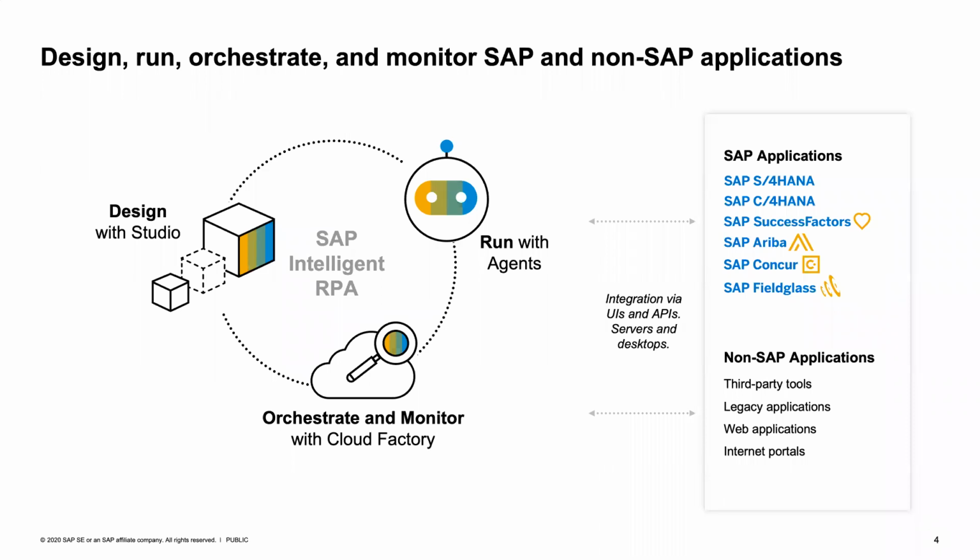On the right-hand side, you have the runtime, the so-called agent, which can run on the desktop of the user, for example in an attended scenario, where the user explicitly clicks a button and runs the bot in order to get a specific task fulfilled, or in an unattended scenario where it runs on a server and is triggered by a schedule, for example, or an API trigger.